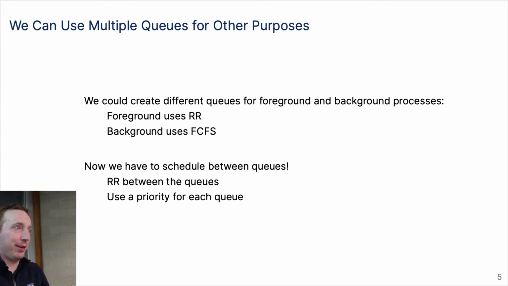Now, because you have multiple queues, a queue for foreground and a queue for background processes, you also have to schedule between the queues. So when do I take something from the foreground versus when do I take something from the background? You could round robin between the queues, or you could treat the foreground queue as having a higher priority than the background queue and trade off between them. And this is where scheduling gets complicated, where there are just no right answers. It's just a continuous series of trade-offs that just kind of feel better.